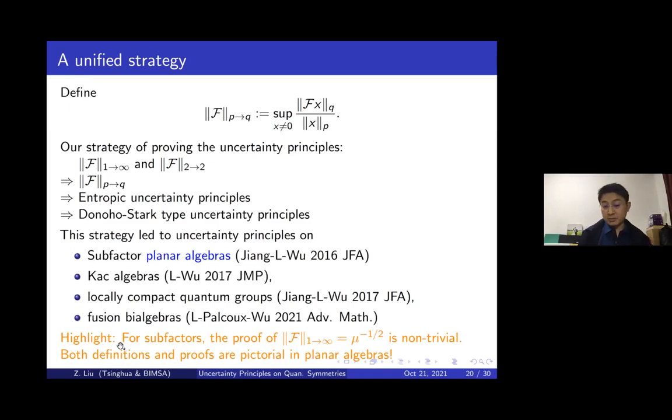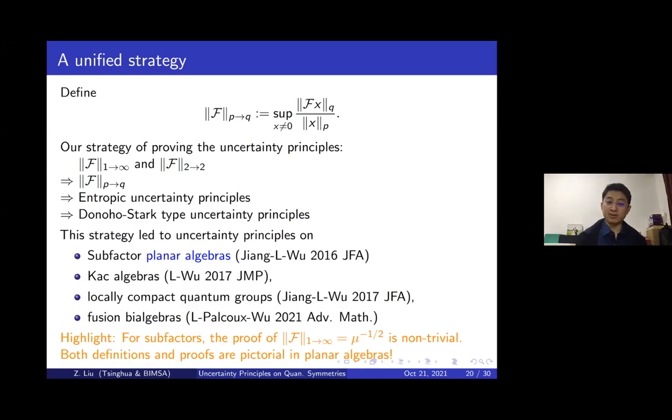And here, one thing we want to highlight is, even though this strategy works in very general settings, the proof of the Hausdorff-Young inequality could be non-trivial. For example, in the subfactor framework, the algebraic definition of the Fourier transform is very complicated. Fortunately, there is a diagrammatic definition of the Fourier transform. It's a 90-degree rotation of a planar picture. And actually, indeed, in the case of subfactors or planar algebras, both definitions and statements and our proofs are pictorial. And we do use the pictures in our proof.